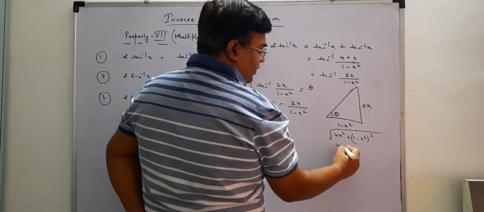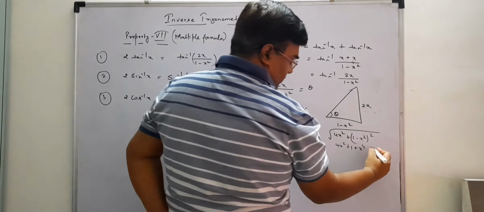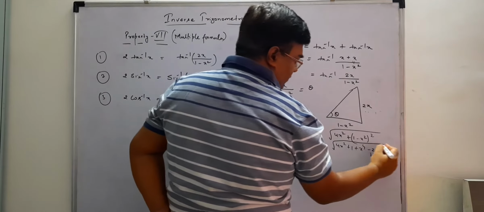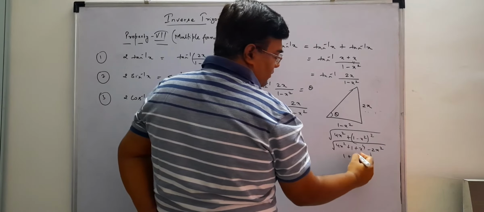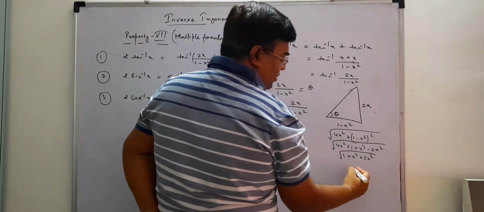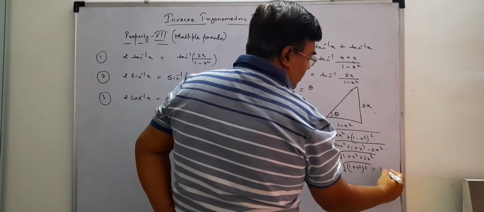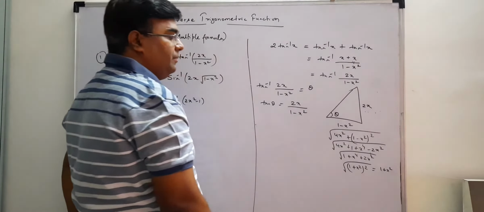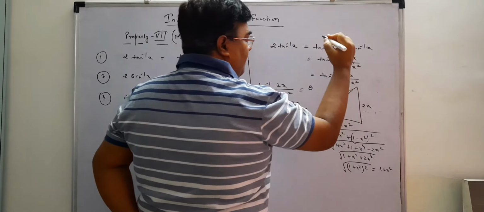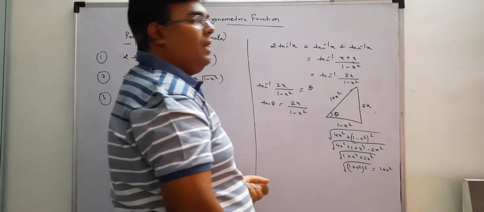So we will get here 4x square plus 1 plus x raised to 4 minus 2x square, which is 1 plus x4 plus 2x square, which is (1 plus x square) whole square, so the hypotenuse is 1 plus x square, right? So we can get the other ratios also, sine and cos.